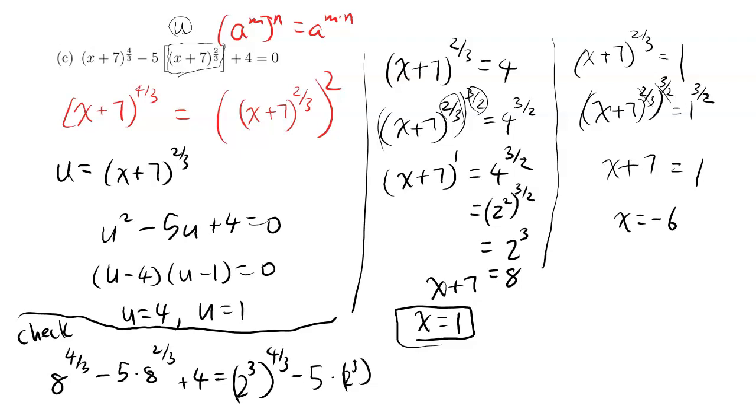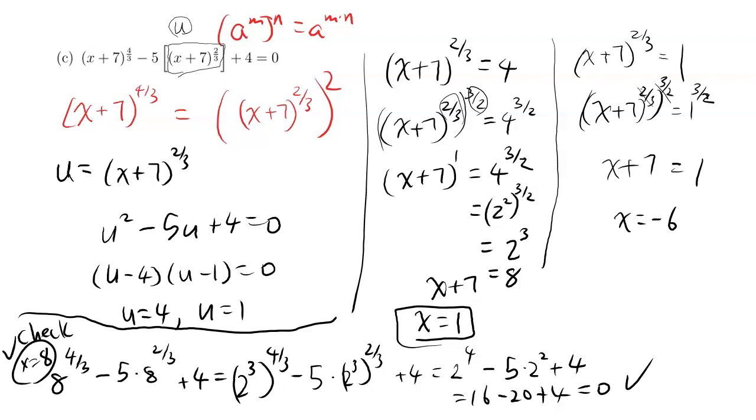2 to the 3rd power. And again, we use the fact that they multiply. 3 times 4/3, the 3 and denominator 3 cancel, and you get 2 to the 4th power. And then minus 5 times 2 to the 2nd power, plus 4. That's 16. That's 20 plus 4. So 16 minus 20 plus 4 is indeed 0. So this does work. Okay, so x equal to 8 is indeed a solution.